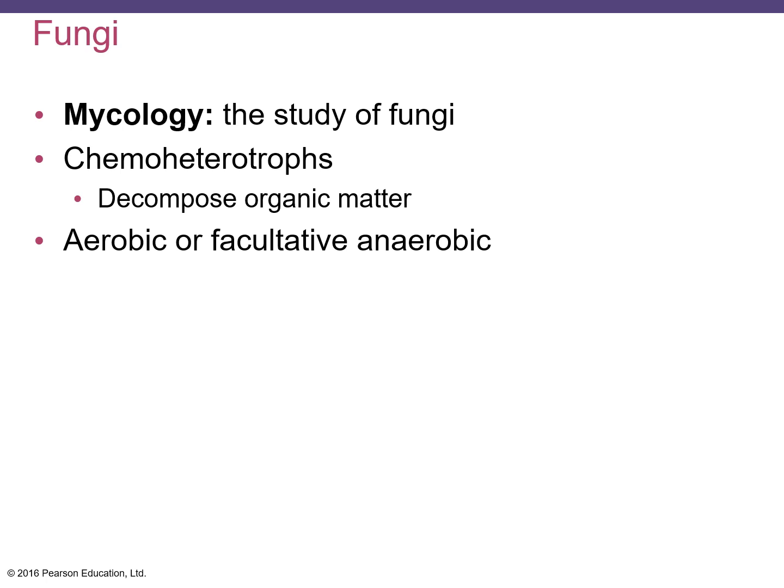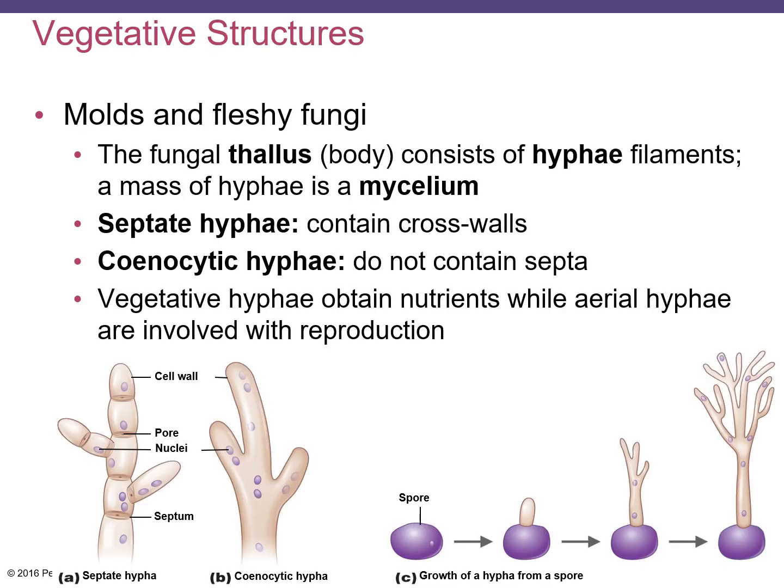All fungi are chemoheterotrophs, which means they require organic compounds for energy and carbon. Fungi are aerobic or facultatively anaerobic, and only a few fungi are anaerobic. Fungal colonies are described as vegetative structures because they are composed of cells involved in catabolism and growth.